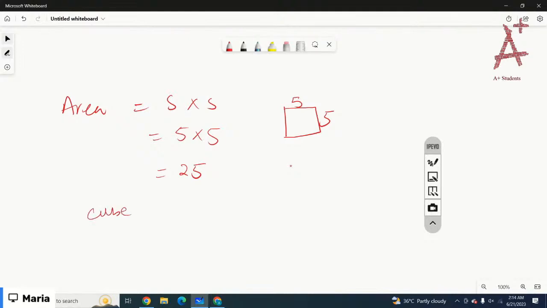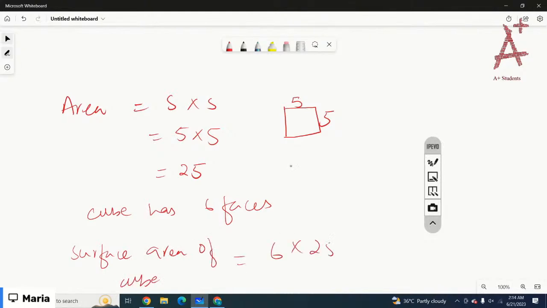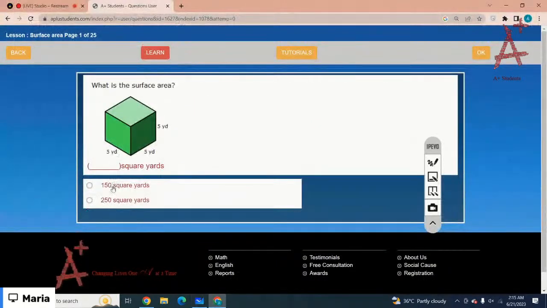Now the cube has total 6 faces. So you have to calculate the surface area of the cube. That would be 6 times 25. Got it? So the area of the cube equals 150. So the correct option is 150 square yards. Got it?